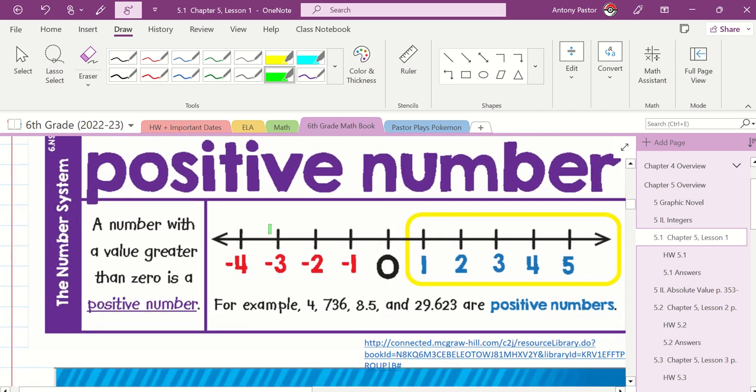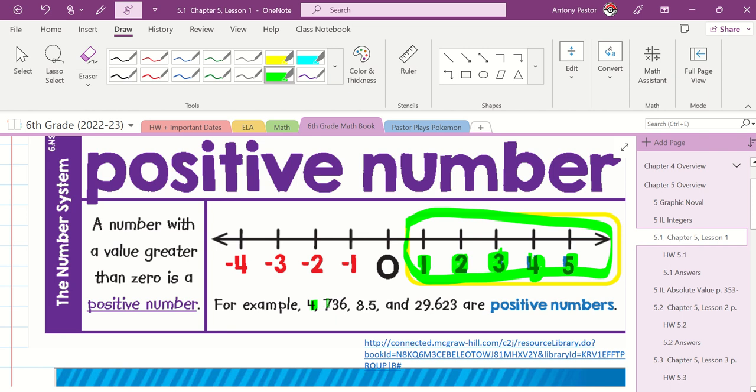A positive number is a number with a value greater than 0, and it is on the right side of your number line. And you've been dealing with positive numbers. We don't put a plus sign in front of it. They're just regular numbers. And again, just like our last example, 4, 736, 8.5, and 29.623 are positive numbers. Positive integers would just be those that are the whole numbers, like these two here. 8.5 and 29.623 are not positive integers because they are not whole numbers. They are decimals.